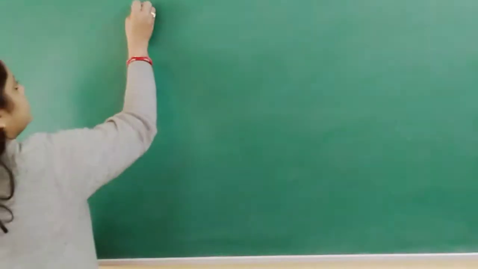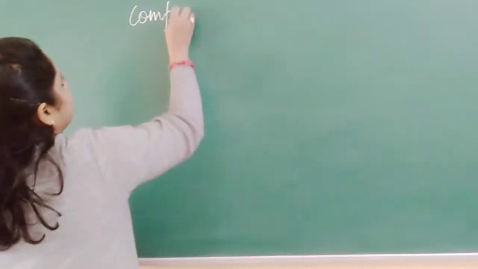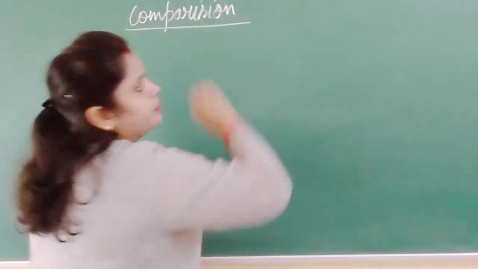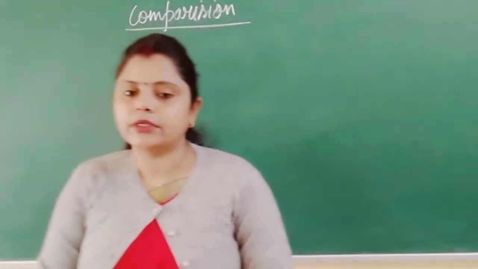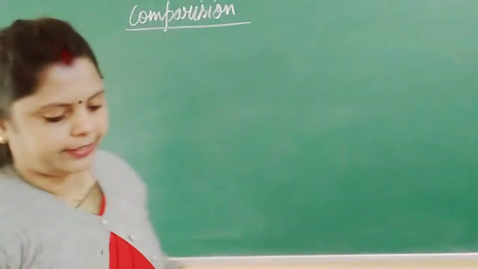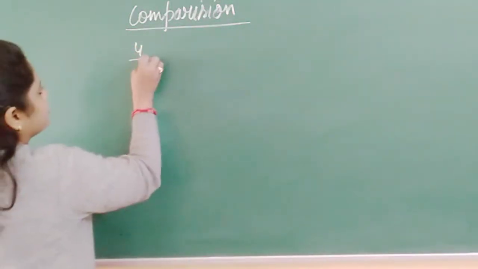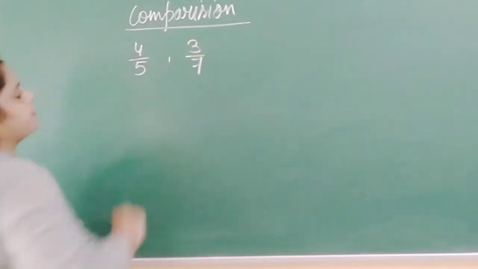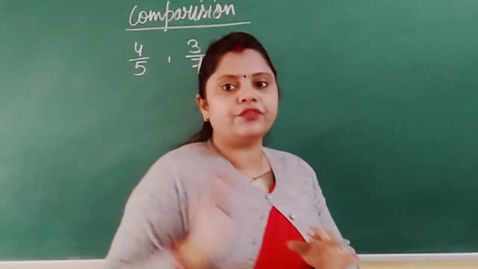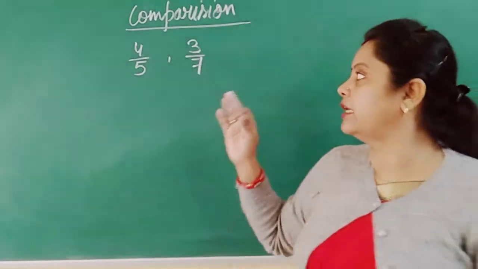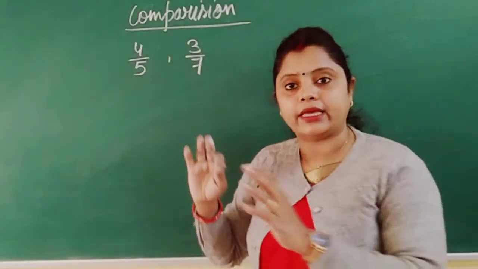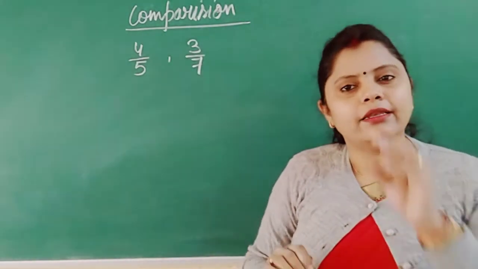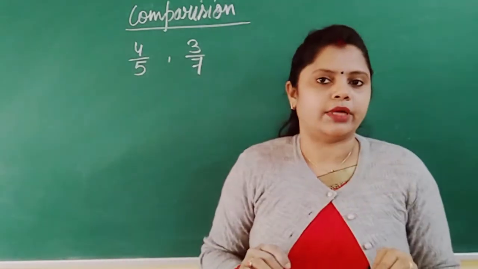Now this is the comparison we are going to do. Let us take one example. One fraction 4 by 5, another fraction 3 by 7. These two fractions are given and we cannot certainly say whether they are equal or not. But before going to this one, let us solve an easy one.